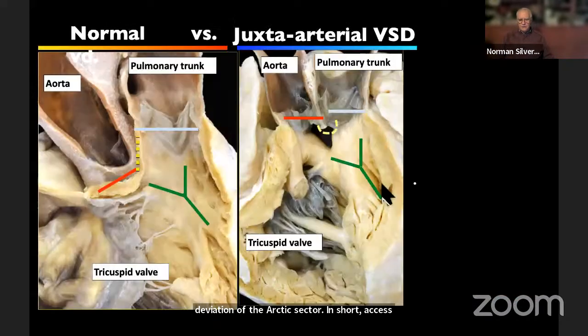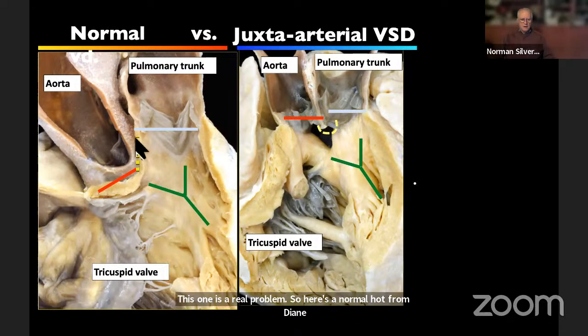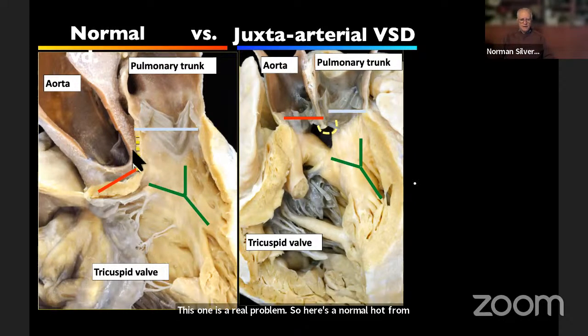Now, lastly, doubly committed subarterial VSDs. This one is a real problem. So here's a normal heart from Diane Spicer showing the fact that there's a freestanding subpulmonary infundibulum in the normal heart. Here is the Y of the septal band, with the anterior and posterior aspect and the septum marginal trabeculation running down here. And you can see that the mitral and tricuspid valves are on a different level.